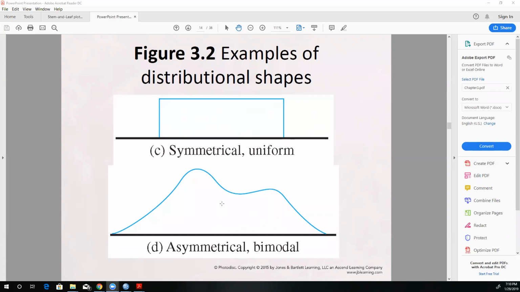This one is asymmetrical. That is, there's no symmetry. Okay, and it's bimodal. I notice that there are 2 peaks.